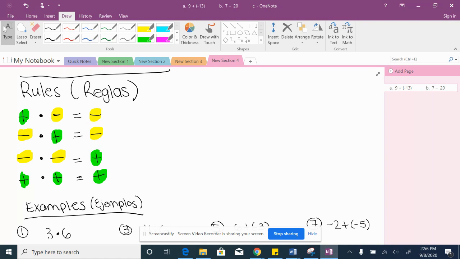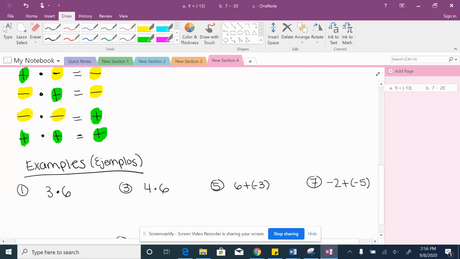There is a pattern. Hay un patrón. When you have one negative, the answer is negative. Cuando tienes un negativo, la respuesta es negativo. When you have two negatives, the answer is positive. Cuando tienes dos negativos, la respuesta es positiva.